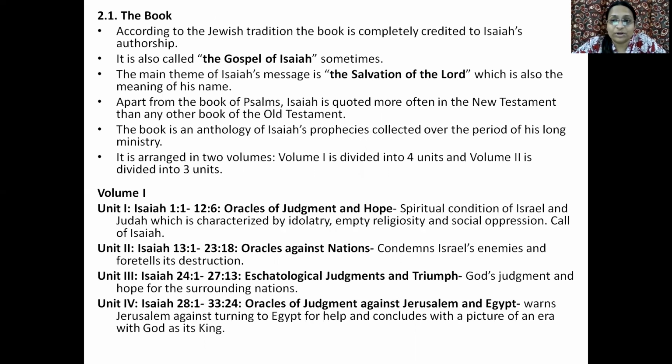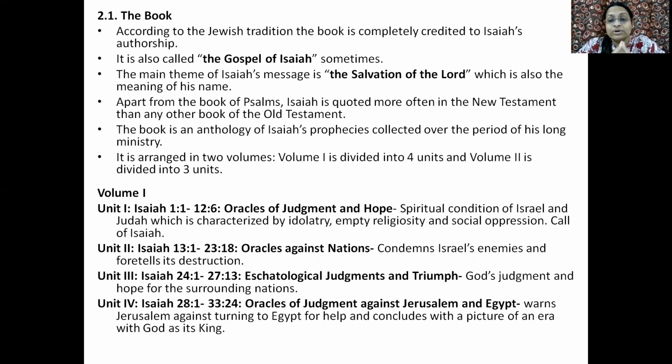Now let's look at the book of Isaiah. According to the Jewish tradition, the book is completely credited to Isaiah's authorship, but still we have a lot of discrepancies in the authorship of the book. It is also called the Gospel of Isaiah many times. The main theme of Isaiah's message is the salvation of the Lord, as his name suggests. Apart from the book of Psalms, Isaiah is the most frequently quoted book from the Old Testament in the New Testament.